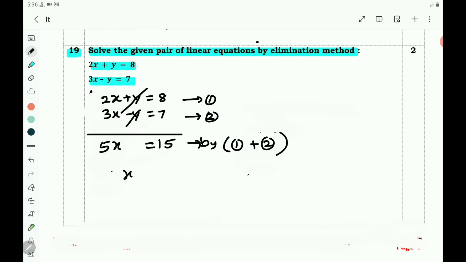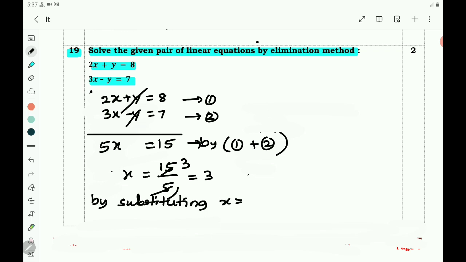So then x equals what? 15 by 5. 5 ones are 5, 5 threes are 15. So you got x equals 3. Then here you put x equals 3 in any one of the equations. Let us take the first equation. By substituting x equals 3 in equation 1, then you write the first equation.